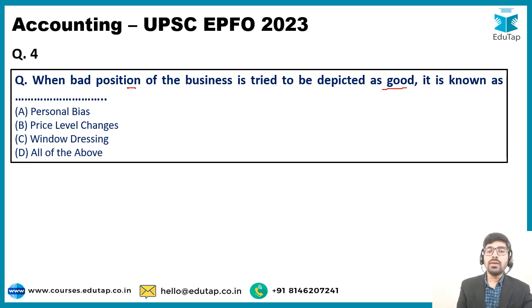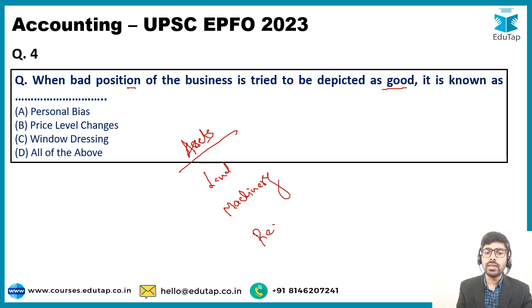So what happens is sometimes the position of the business is not good. For example, there is a business, and if you look at the assets of this particular business, you may find there is one land which is appearing, one machinery which is appearing, some receivables which are there in the company. Okay, and let's suppose the amounts of these is 10 lakh, 5 lakh and 12 lakh. Okay, now these are the amounts which are being reflected in the balance sheet.